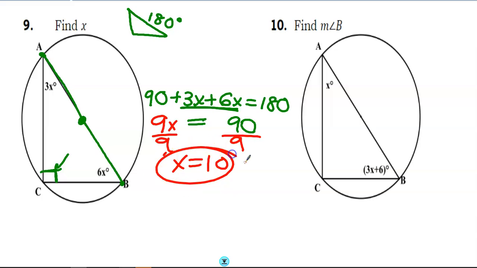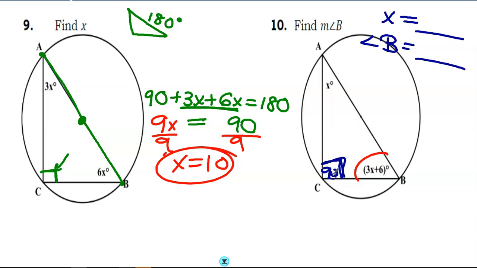And there we go. Okay, this one I have to actually find the angle B. So I first have to find the answer for x, and then I need to plug it in for angle B. Okay, so let's do that. So I have 90 degrees plus 6 is 96. And how many x's do I have? I have x plus 3x, which is 4x, and that equals 180.